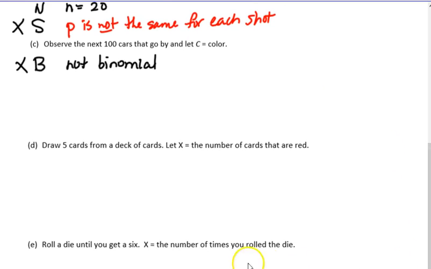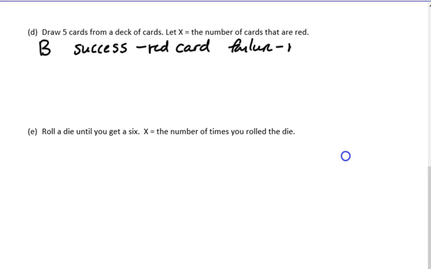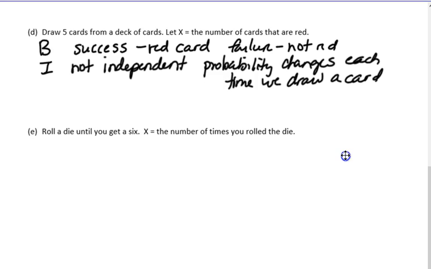D, draw 5 cards from a deck of cards. Let x equal the number of cards that are red. We do have a binomial situation: our success is that we have a red card, and our failure would be not red. Independent. Is each trial independent? Does the probability of one thing change based on the previous? Yes, actually the probability does change. So this is not independent. If we draw 1 card from a deck, the probability of getting a red on the next card changes each time we draw a card. So that is violated.